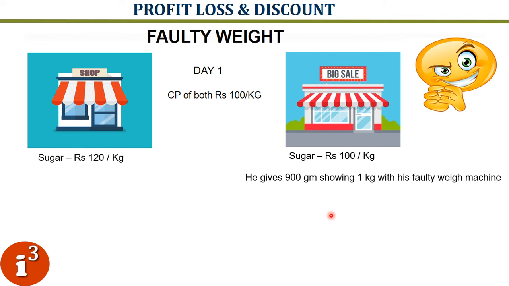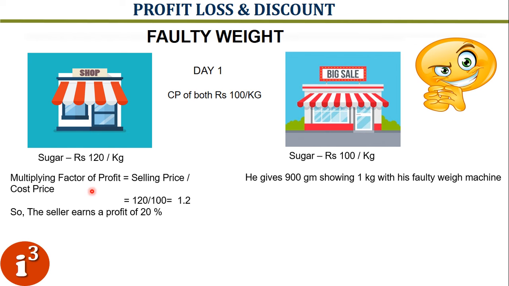So now what is our problem? We need to find out how much profit each shopkeeper makes, and by what percentage Johnson gets cheated. So we'll try to address these questions. In this, obviously it is very simple. The multiplying factor of profit means selling price by cost price. So he is selling at 120, his cost price was 100, so it's 1.2. That means the seller earns a profit of 20% in this shop.